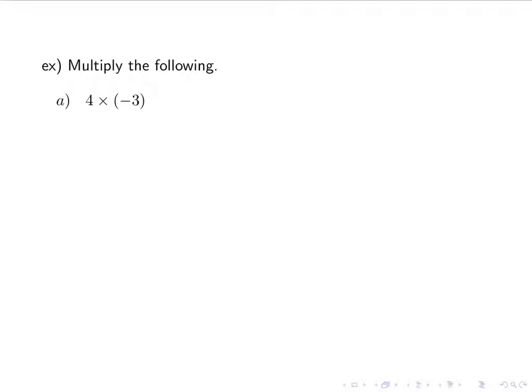4 times negative 3. There's one negative sign, so our answer is negative, and 4 times 3 is 12. So we get negative 12. Negative 8 times negative 7, there are two negative signs. 2 is even, so our answer is positive, and we get positive 56. Negative 2 times 3 times 4, there's one negative sign, so our answer should be negative. 2 times 3 times 4 is 24, so we get negative 24.